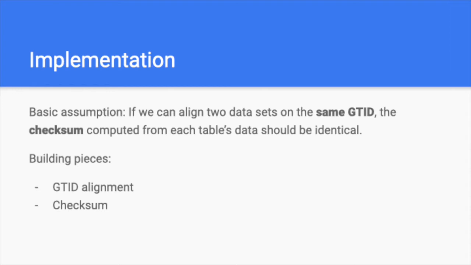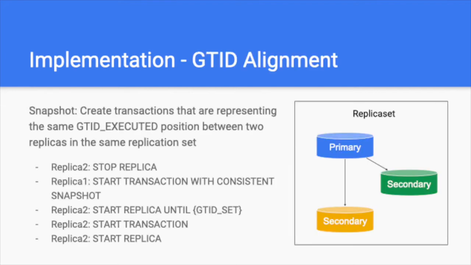This particular statement serves as a baseline for all the consistency implementations further on. As we can notice, we highlight 2 building pieces here. If we can somehow align the GTIDs for 2 different physical or logical data sets, then we can build a checksum mechanism on top of that to check consistency. Next I'm going to explain how we achieve GTID alignment for MySQL instances, and then how we compute checksums for the data stored in the MySQL instance.